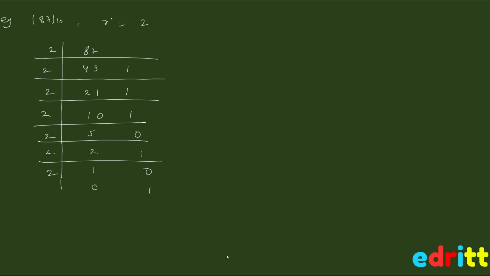Now again, I have to go in the upward direction. So this is my upward direction. What will be my binary equivalent number? That will be 1 0 1 0 1 1 1. So 1 0 1 0 1 1 1 base 2.